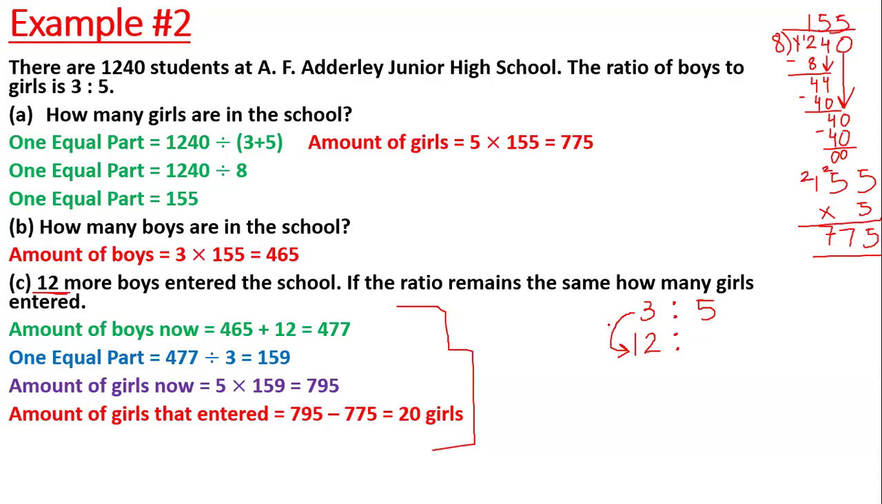Multiply by 4. So whatever we do to the left-hand side, we have to do to the right side. So if we multiply by 4 here, we got to multiply by 4 here. And so 4 times 5 is what? 20. And so you would get 20 here as well.